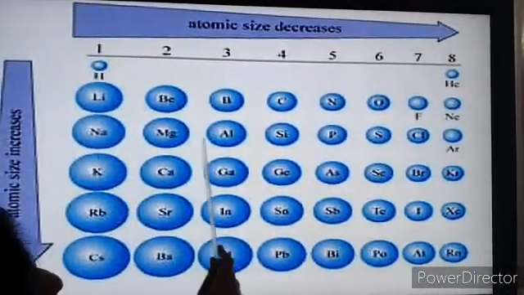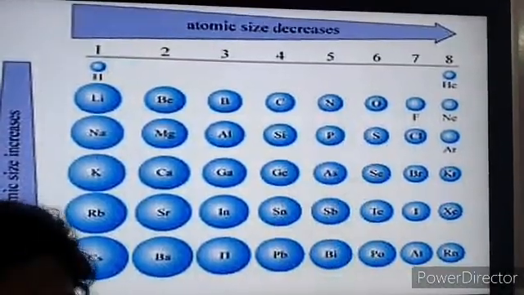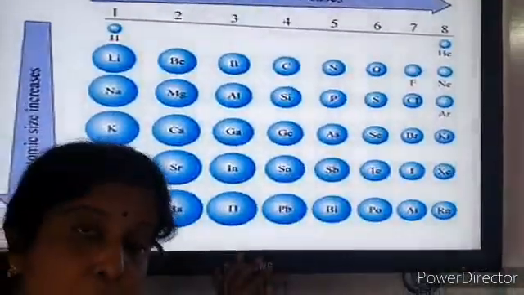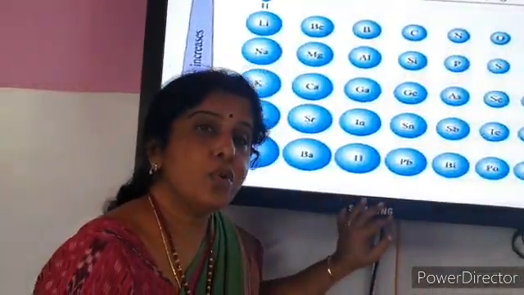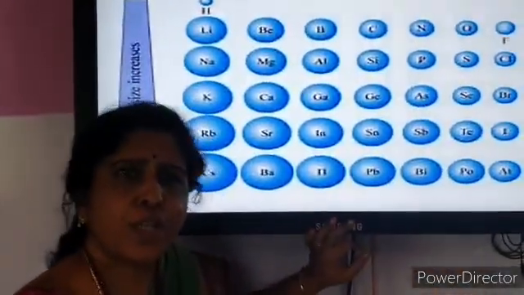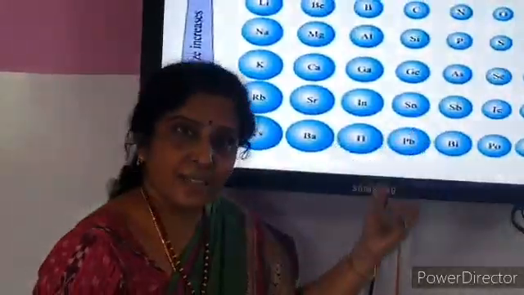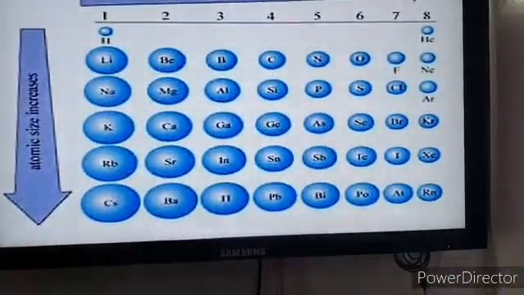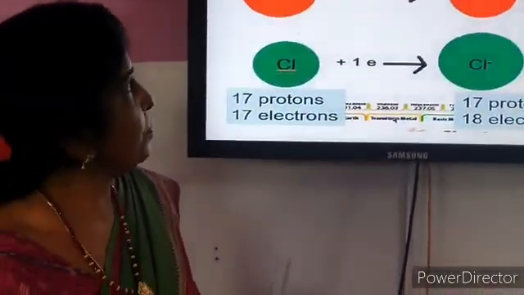Here the number of shells remains the same in any period. But what is happening to the nuclear charge or the nuclear force? The nuclear force is increasing when you move from left to right in a period. Why is it increasing? The number of protons and number of electrons keep increasing when you move from left to right. Therefore, the nuclear force increases and the size shrinks, and therefore the size decreases when you move from left to right in a period.